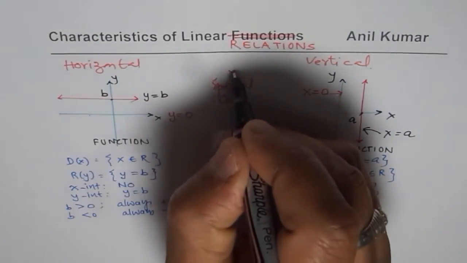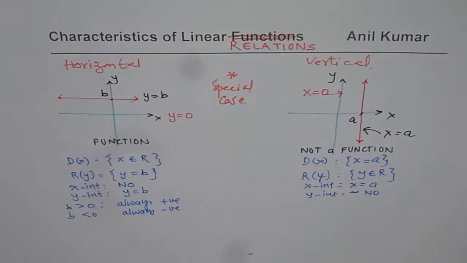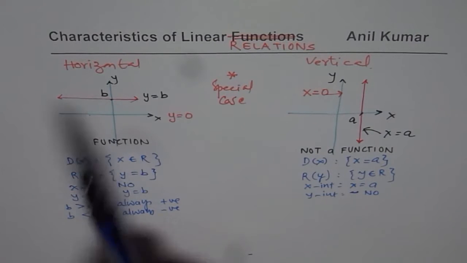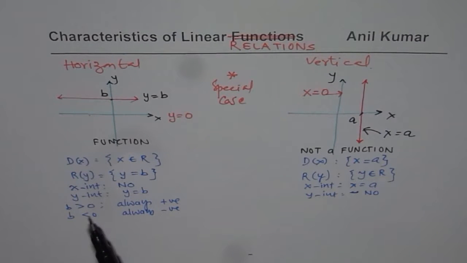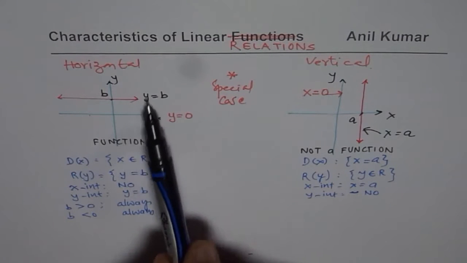Okay, so that has some exceptions and we'll do that later. So what we notice here is that this line is always positive if b is greater than 0, always negative if b is less than 0.